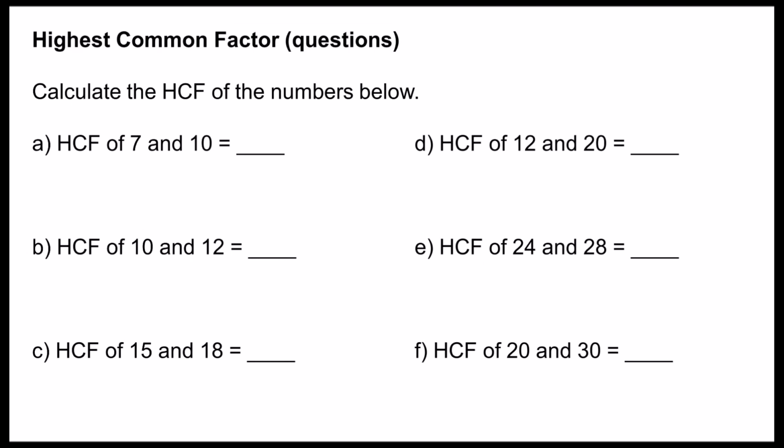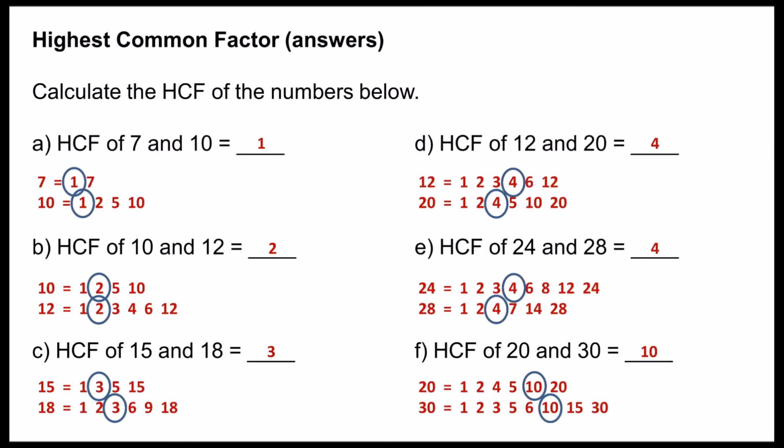So, just like your previous task, I want you to pause the video and this time work out the highest common factor for each of the questions. You will need to list the factors of each of the two numbers and decide which is the largest one that appears in both of the lists. Please pause the video now and have a go at these questions. When you're ready for the answers, simply unpause.